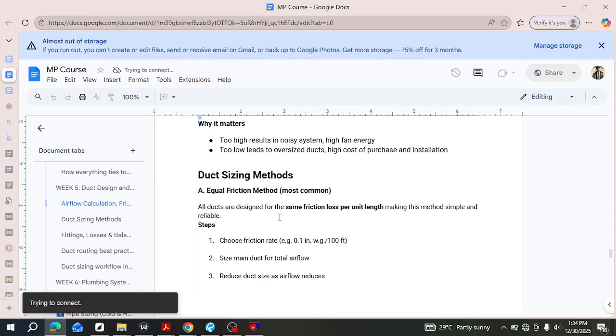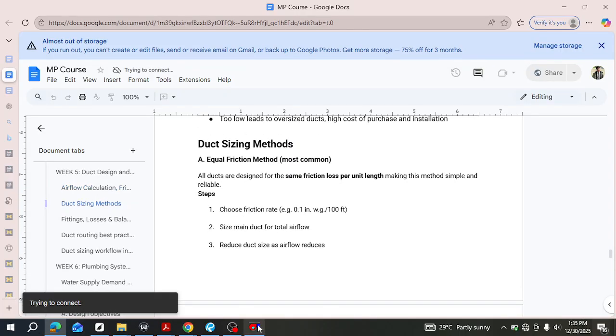So now duct sizing, the method we usually use, which is the most common, is the equal friction method. In this one, we design all ducts for the same friction loss per unit length, right? So in our designs, if you notice, wherever the duct extends to, we still use that same value of 0.1 and just change the amount of airflow, right? So you choose the friction rate which you selected, and then you size the main duct for total airflow. You've already gotten the amount of air that you're going to flow through that space, and then you just fill it in, just like we did here.